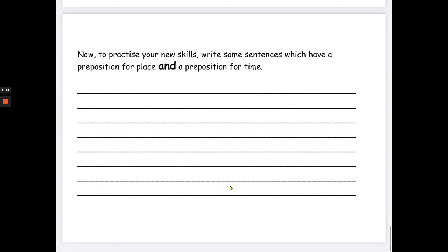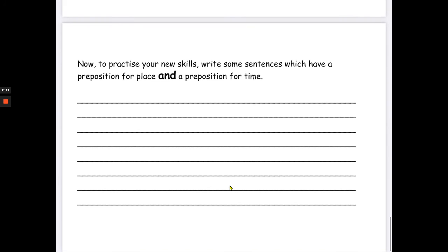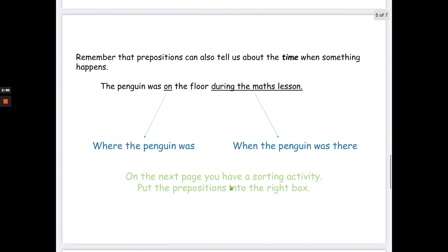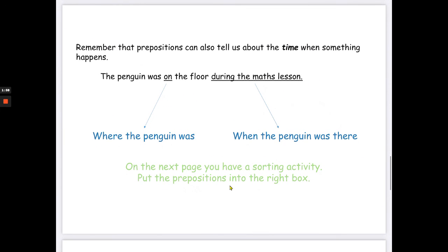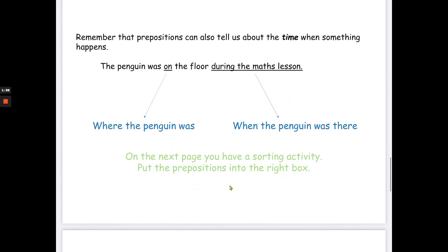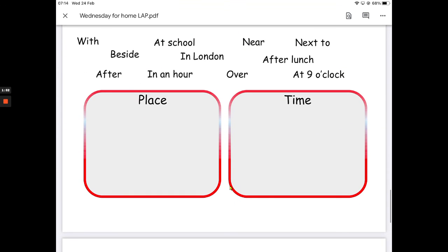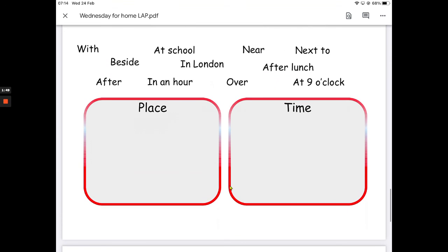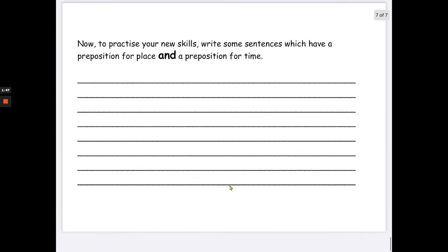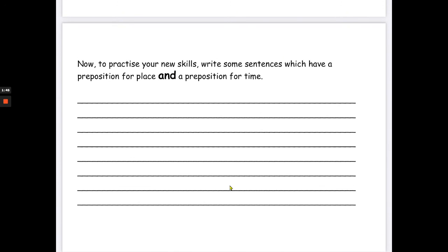Right, now we've been through all that, what I want you to do is to practice your skills. I want you to think of your own sentences that have a preposition for place and a preposition for time. So, if you go back to this sentence when we were talking about the penguin, I want you to have one to say where the thing is and one to say when it was there. You might be able to use this screen to help you remember which are for place and which are for time. Okay? So once you just have a go at your own sentences there, that would be fantastic.